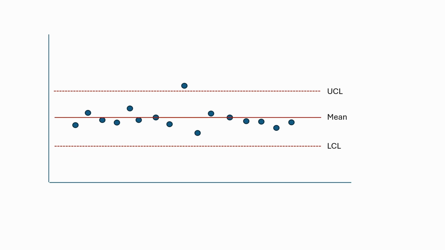Together, the dots, the mean line, and the control limits form what we call a control chart. A control chart helps visualize process variability, monitor changes over time, and detect issues in the process. If a dot falls outside the control limits, it signals that there may be a problem with the process that needs investigation.